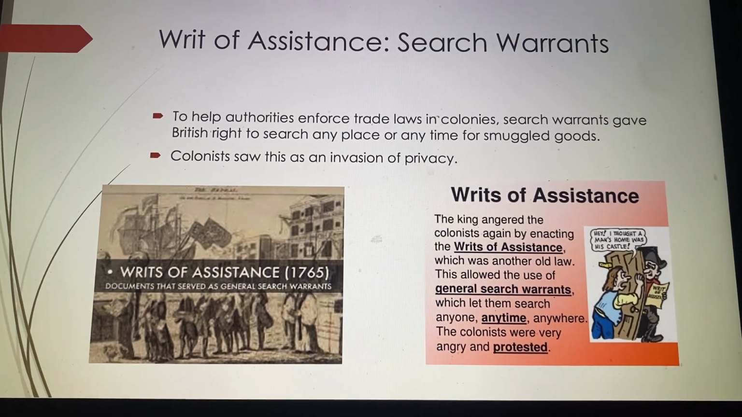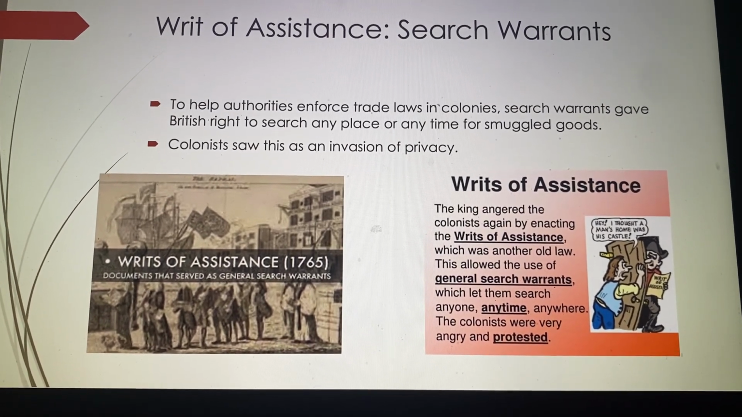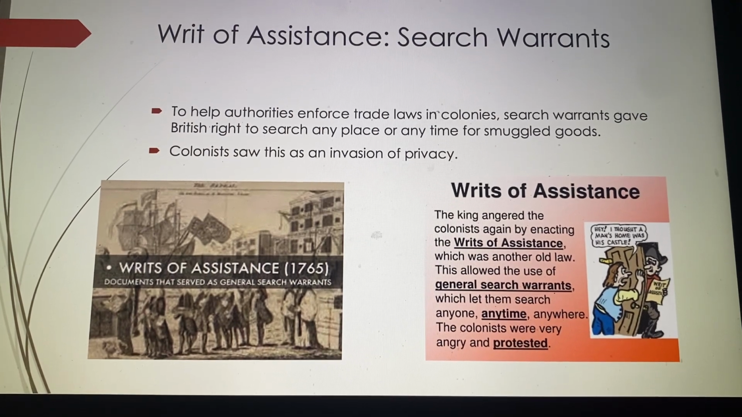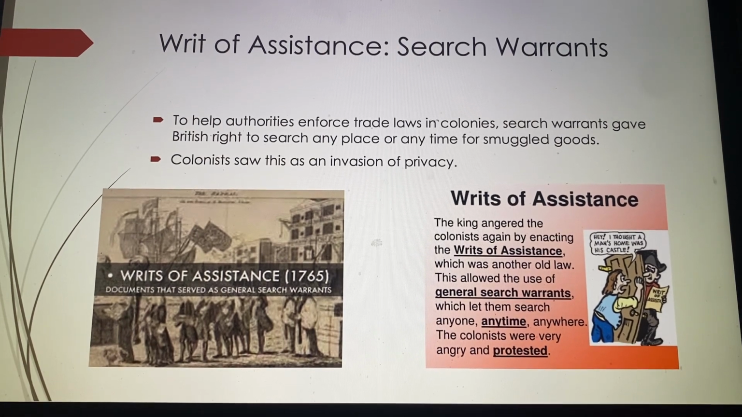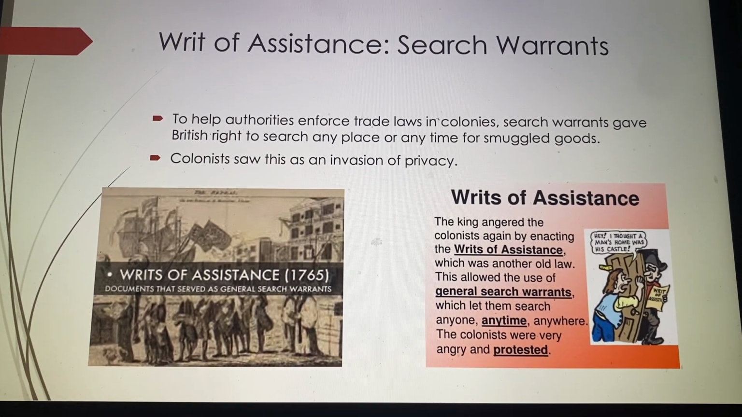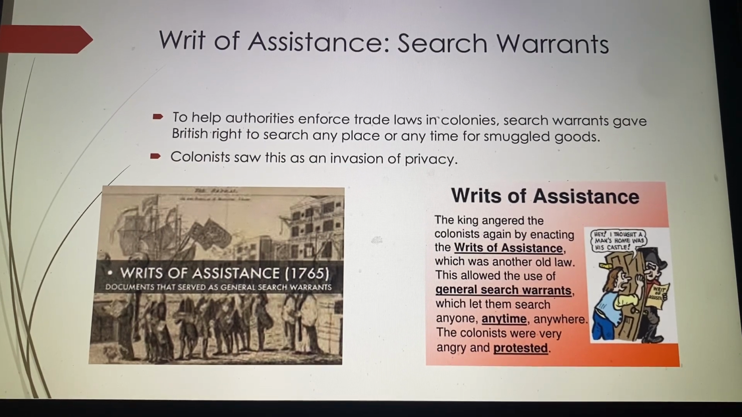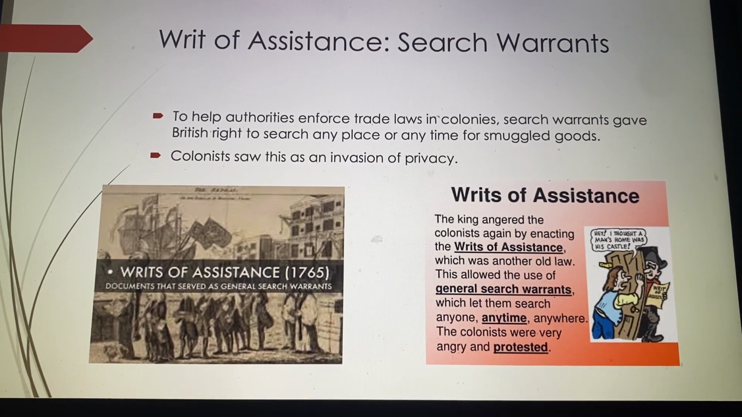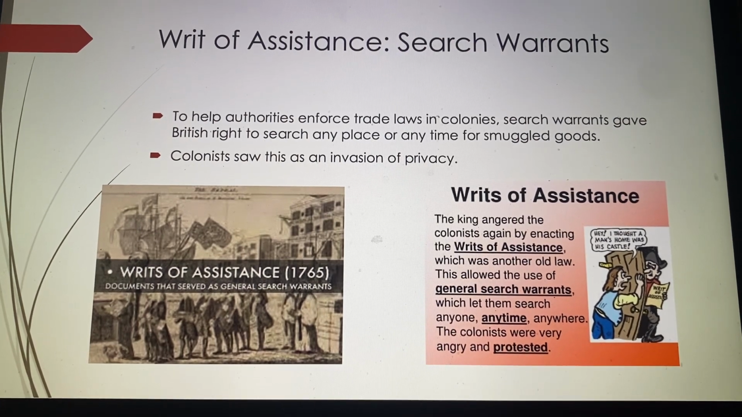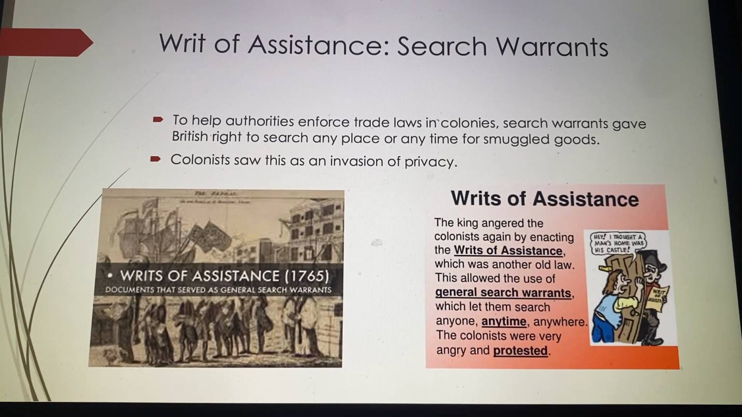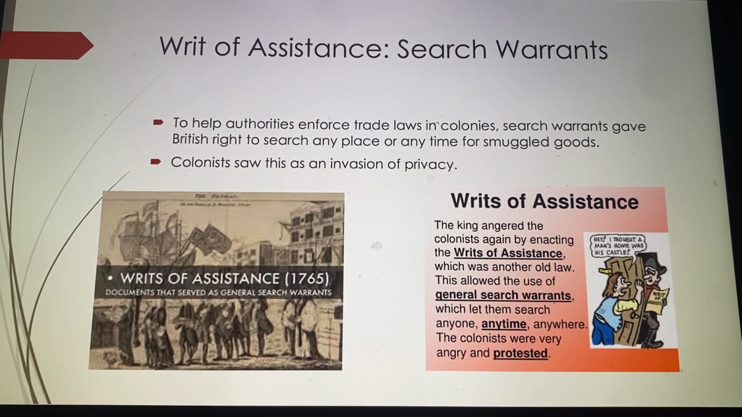The writs of assistance, search warrants. Now this kind of topped it off, let's just say, to what was going on between Great Britain and America. To help authorities enforce trade laws in the colonies, search warrants gave the British the right to search any place, any time, or any ship for any smuggled goods. And the colonists saw this as an invasion of privacy, that Great Britain could just come in and search whatever they wanted. The king angered the colonists again by enacting these writs of assistance.